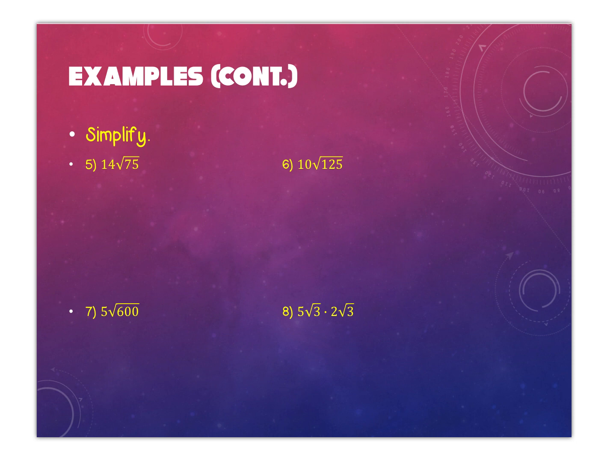So I've got here 14 times the square root of 75, which breaks down to 25 times 3. I know the square root of 25 is 5, and so 14 times 5 is 70, square root of 3. When I get to the next one, I got 10 times the square root of 125. Well, that's 25 times 5. The square root of 25 is 5. And then there's 5 on the inside.